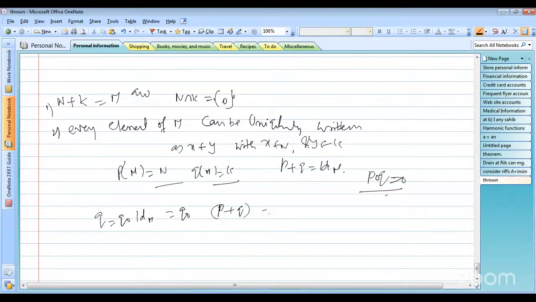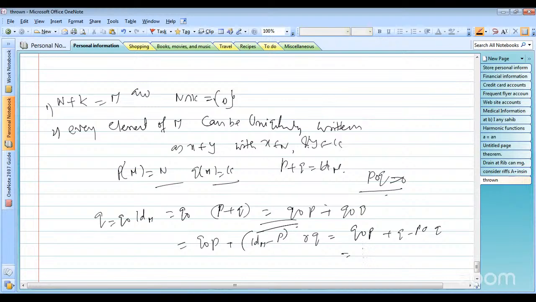So P plus Q is equal to IDM, and we can write this condition as Q circle of P plus Q. Therefore, Q circle of P plus Q circle of Q is equal to Q. So Q circle of P is equal to 0, because this is only P circle of P. There is no P circle of Q here. Therefore Q circle of P is equal to 0.